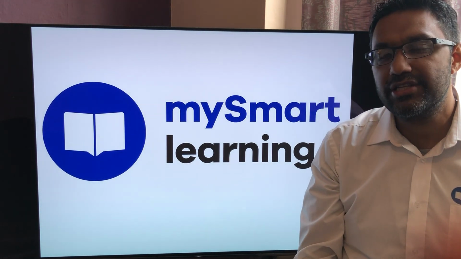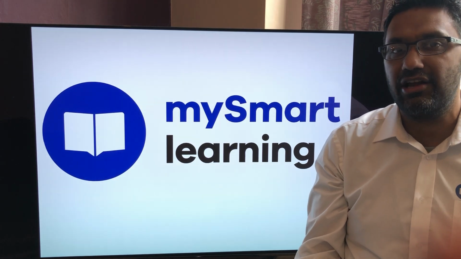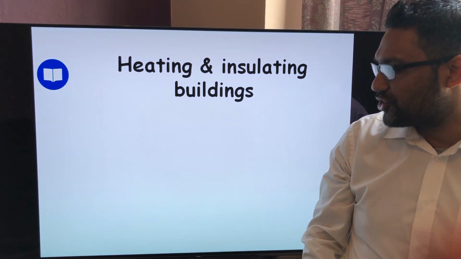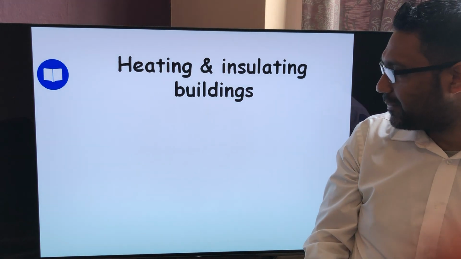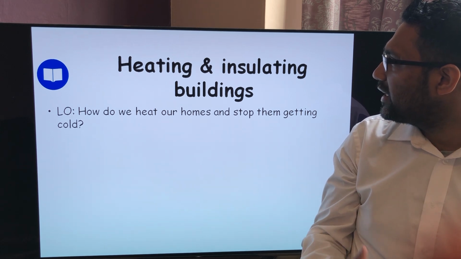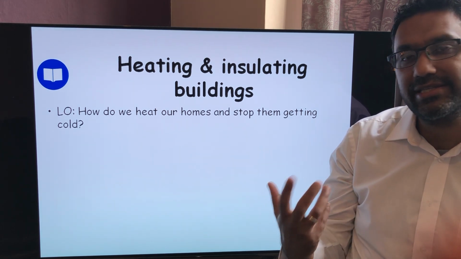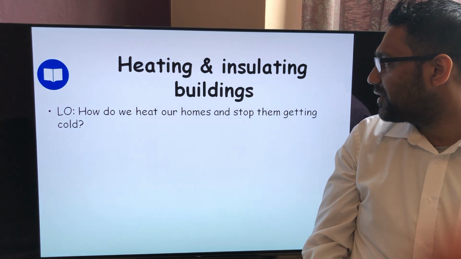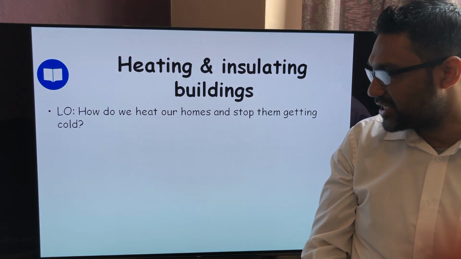It's useful for Year 10s and 11s because it's your GCSE science and physics. So last time we looked at energy transfer and we looked at something called specific heat capacity. Today we're looking at how we control the heat inside a building. So how do we heat our homes and how do we stop them from getting cold is the learning objective.